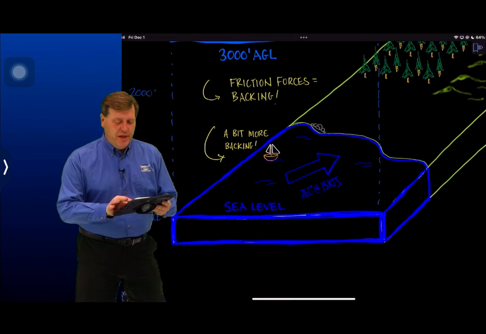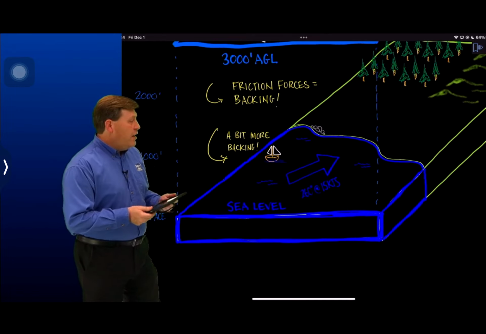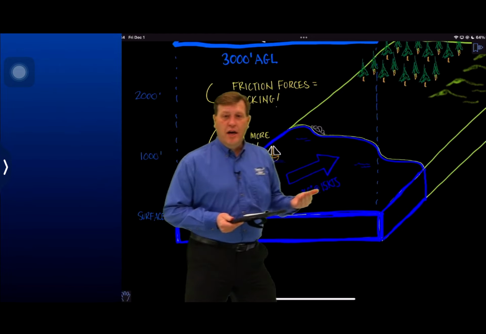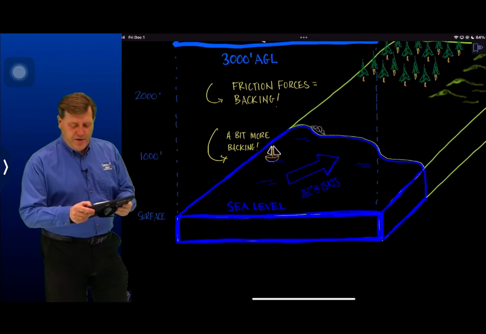Now, of course, as we zoom back out, we want to look at the frictional effects on, say, terrain or the prairies.